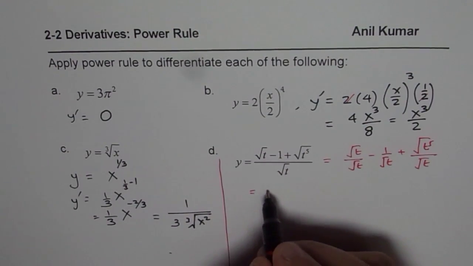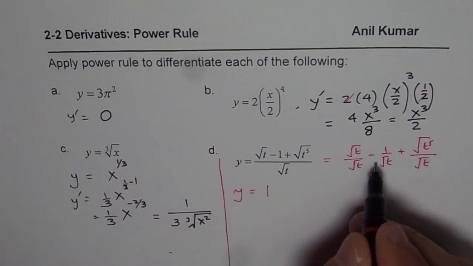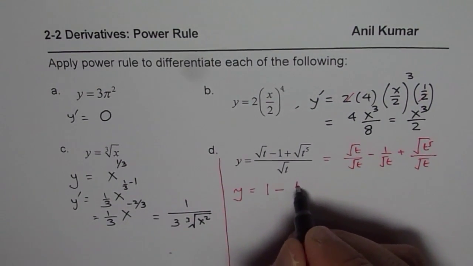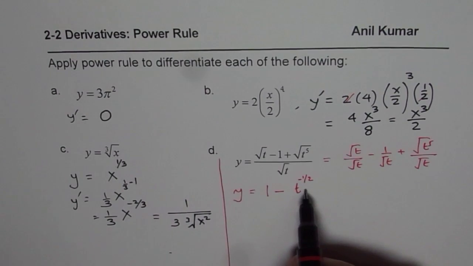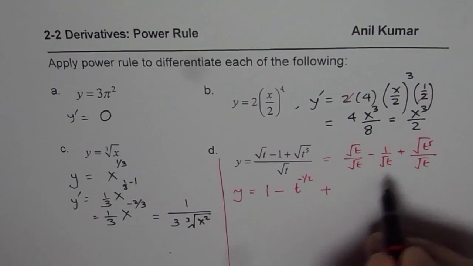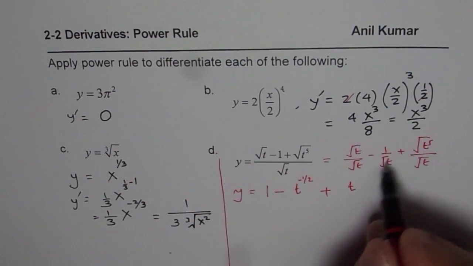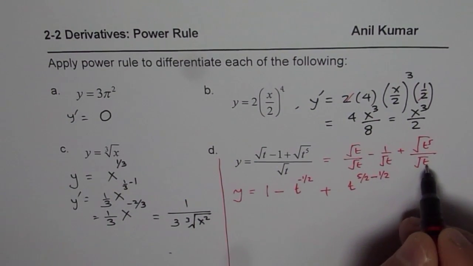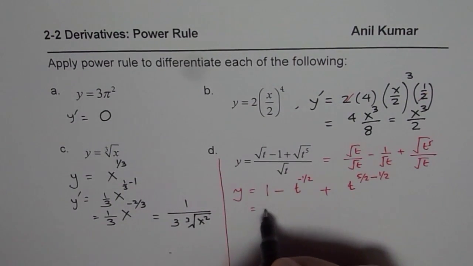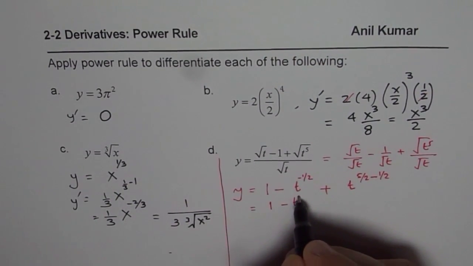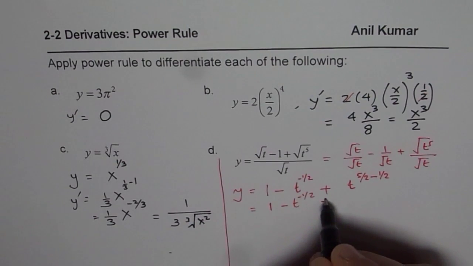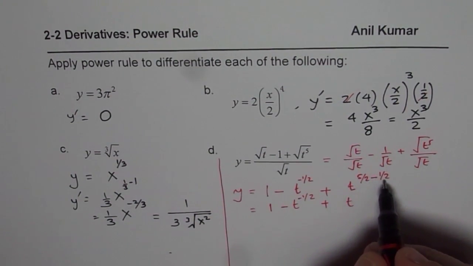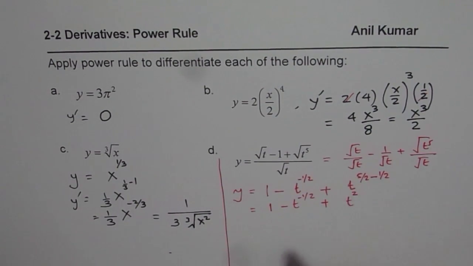So square root t over t is 1, so we have y equals 1 minus 1 over square root t, which you would write as t to the power of minus half, since we need to apply the power rule, plus, now this is t to the power of 5 over 2 minus half, right? So that is this expression. So these three terms are 1 minus t to the power of minus half plus t to the power of 5 minus 1 is 4 divided by 2 is 2, so t squared.